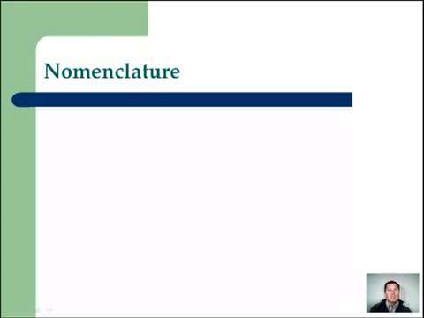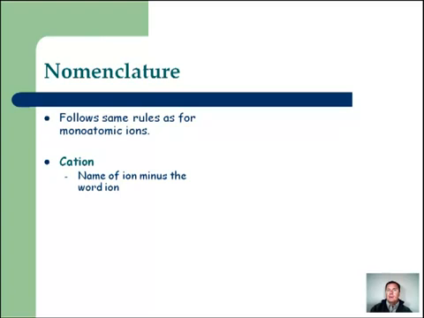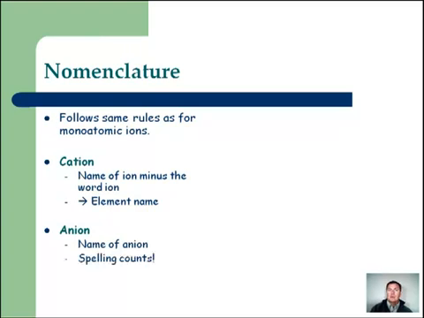Naming these is real simple. It follows the same rules as we did for the binary ionics, for what we call the monatomics. When we put 2 monatomics together, we got a binary. So the name of the cation. Remember the name of the cation? We take the name of the cation, drop the word ion, so basically it's just the name of the element. And then the name of the anion. That's going to be what your poly is, or if it's monatomic, we have the -ide ending.